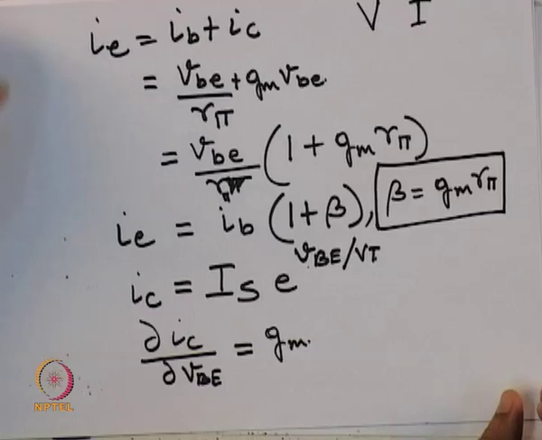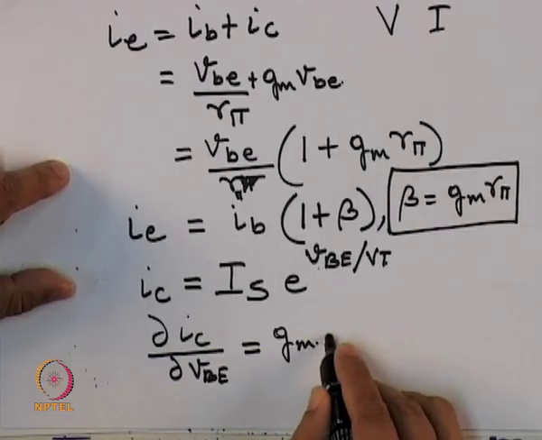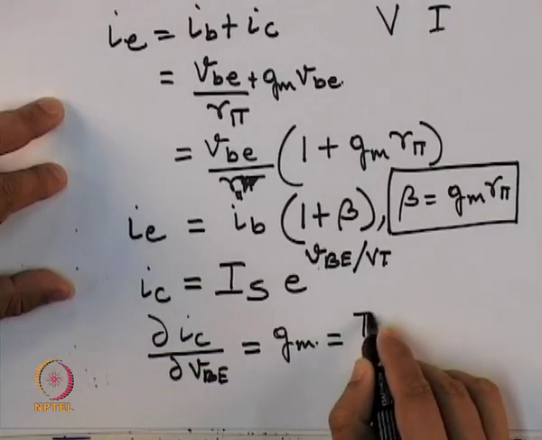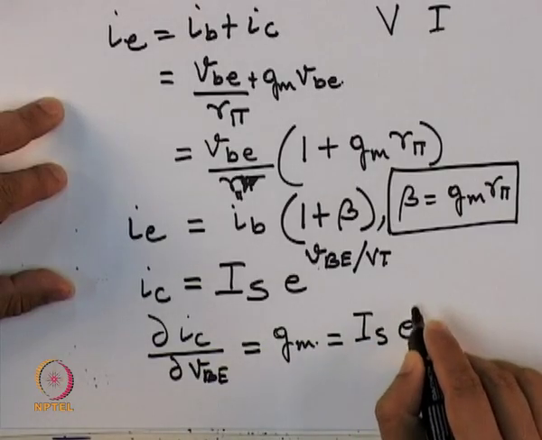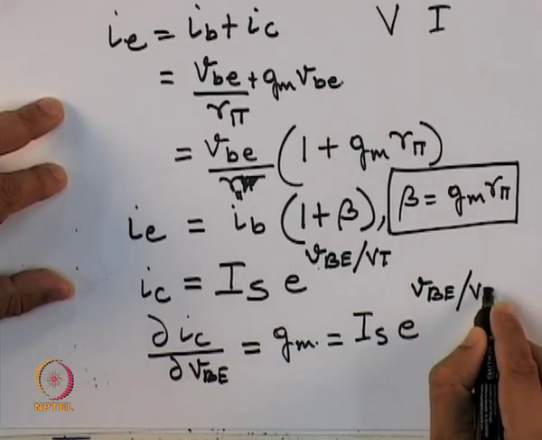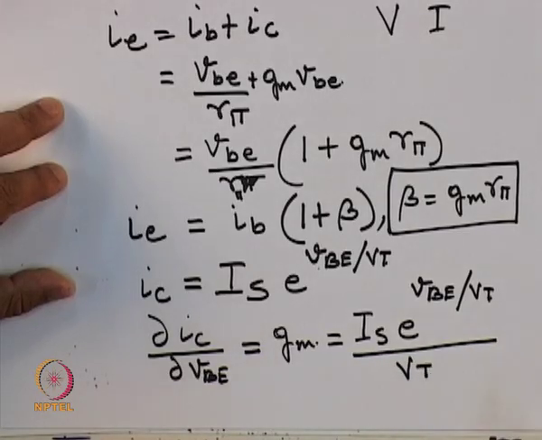So, once I evaluate this derivative, it comes out to be equal to I s e raised to V b e upon V t, this whole upon V t. And this is again equal to I c upon V t. So, G m is equal to I c upon V t.